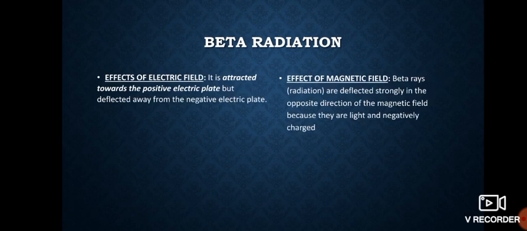Beta radiations are negatively charged. They are fast-moving electrons. So in an electric field, they will be attracted towards the positive electric plate and deflected away from the negative electric plate. Because they are negatively charged, they are also deflected strongly in the opposite direction in the magnetic field, because they are not heavy, they are light in nature.